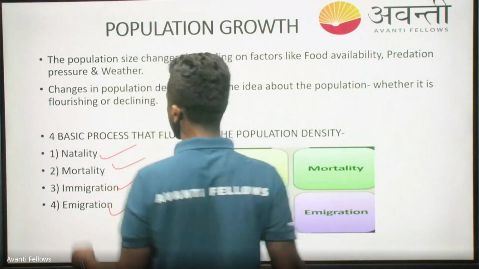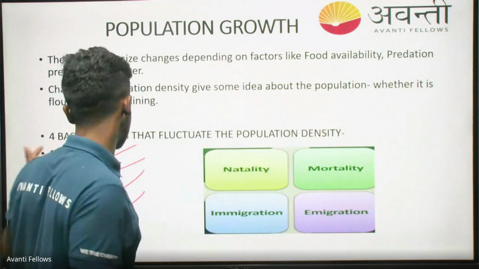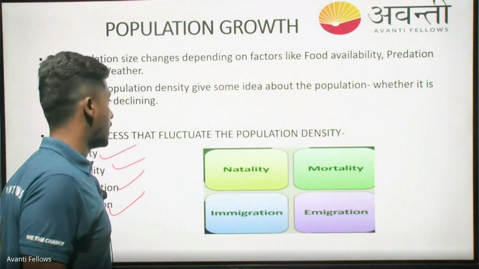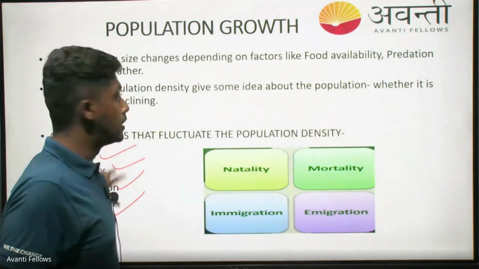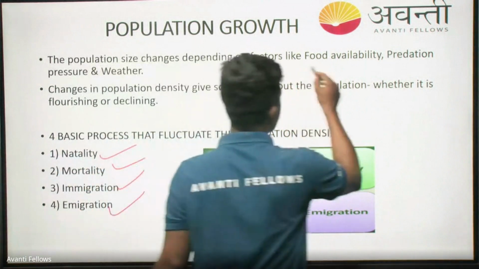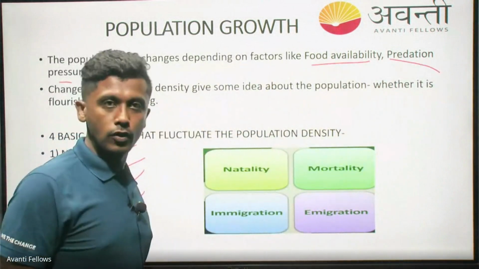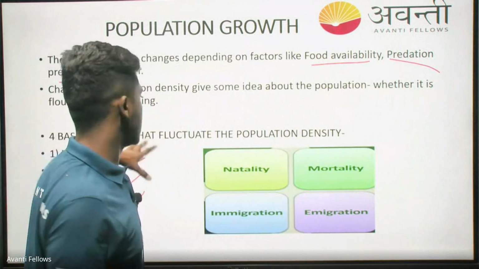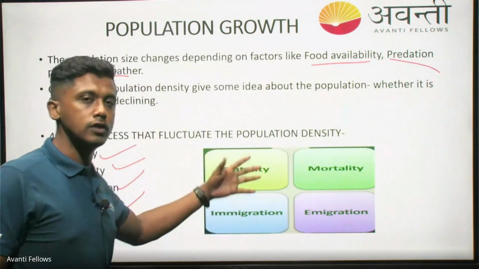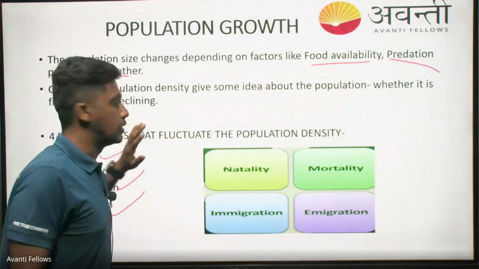Now, why do organisms do this, whether it is natality, mortality, immigration, or emigration? Basically, it depends on factors like food availability, predation pressure, weather, etc. Based on that, these organisms get into these things, and then their population will change.